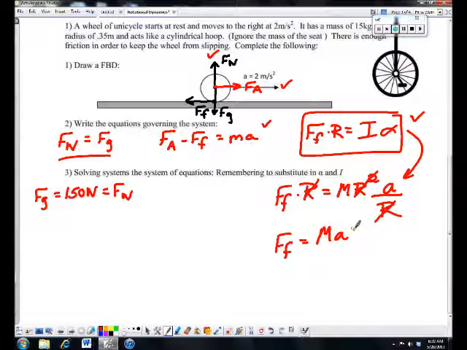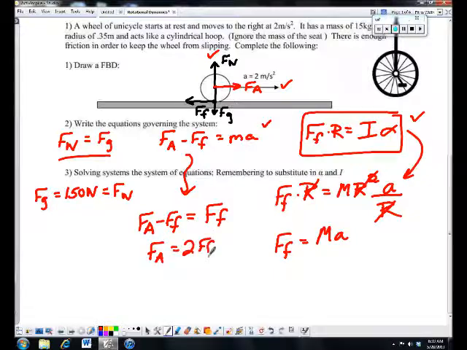Well, what can that allow me to do over here? Well, if I know what MA is, let's come right here. This is the trick. If you know what MA is, you can substitute it in. So MA is also just FF. So force applied is twice the force of friction.